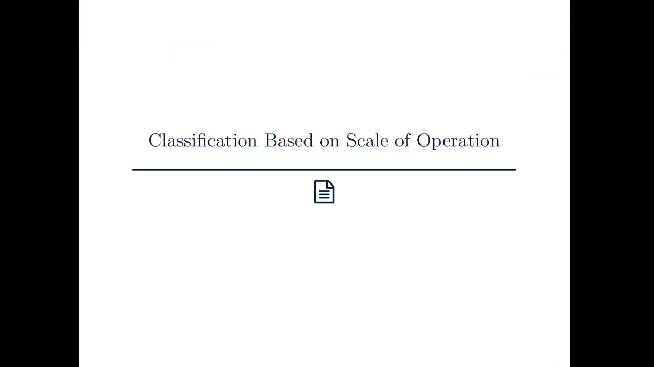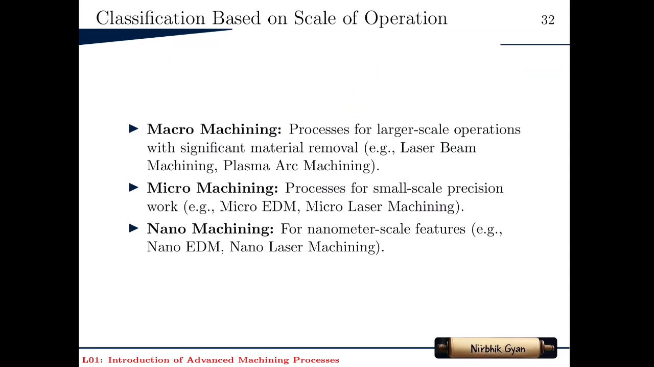Now, classification based on scale of operation. Under this classification, macro machining processes are larger scale operations with significant material removal, for example laser beam machining and plasma arc machining; these are very fast and material removal rate is very high. Micro machining processes are for small scale precision work, like micro EDM, micro laser machining, etc. And nano machining is for nanomaterial scale features, like nano EDM, nano laser machining, etc.